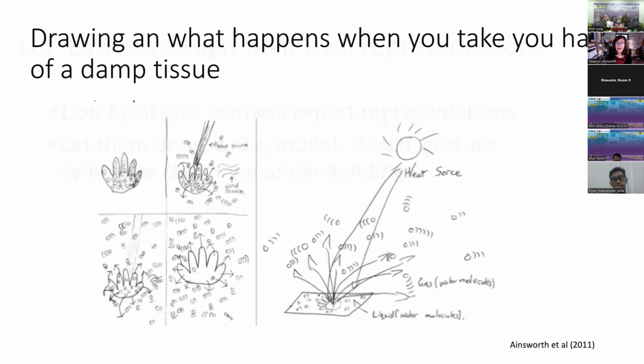So here's a couple of drawings that we reported in a paper in Science about 13 years ago now, of what young children draw when we said to them, draw what happens when you take your hand off a damp piece of damp tissue. So what happens in evaporation? You can see here that here are two different children, this one on the left, this one on the right. You can see that they've understood it in different ways. They've made different design choices, but you can also see that they're representing movement around molecules using conventions.